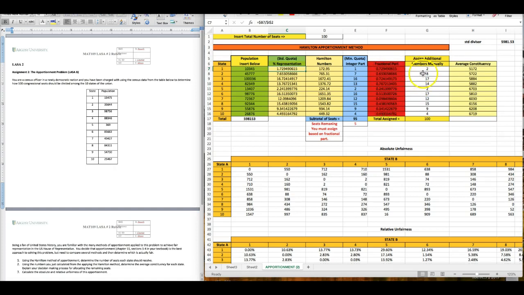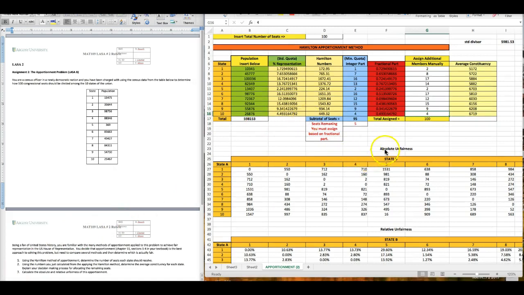And so once we do that, we manually assign those 5 seats, and then we put in the minimum quota for the rest of them. And then, of course, our average constituency is just going to be whatever the state population is divided by the number of representatives that you have.